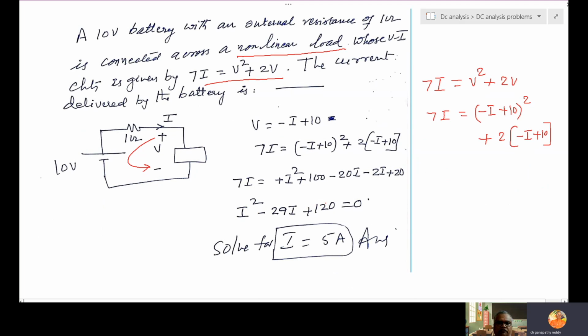But here quadratic equation will give two values. One is positive, other is negative. So current will flow this side only, na? So positive you take it. You'll get 5 amps is correct.